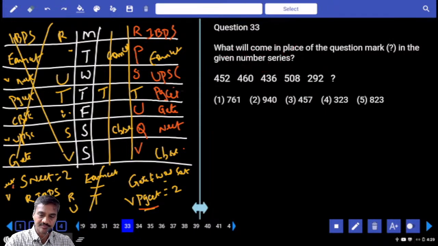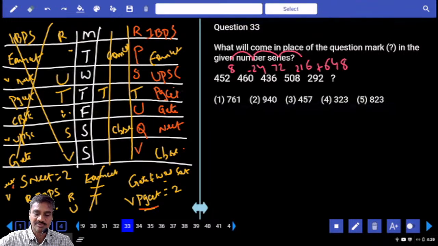Then next one, 33. 452 plus how much? 8. And 460 and 36, the difference is how much? Minus 24. And next one is how much? Plus 72. That is 8 into 3, 24 into 3, 72 into 3 is how much? 216, isn't it? Then next one into 3, and 216 into 3 is how much? 648. Now 648 must be added to this one. Last digit is 0. 940, 33, choice 2.